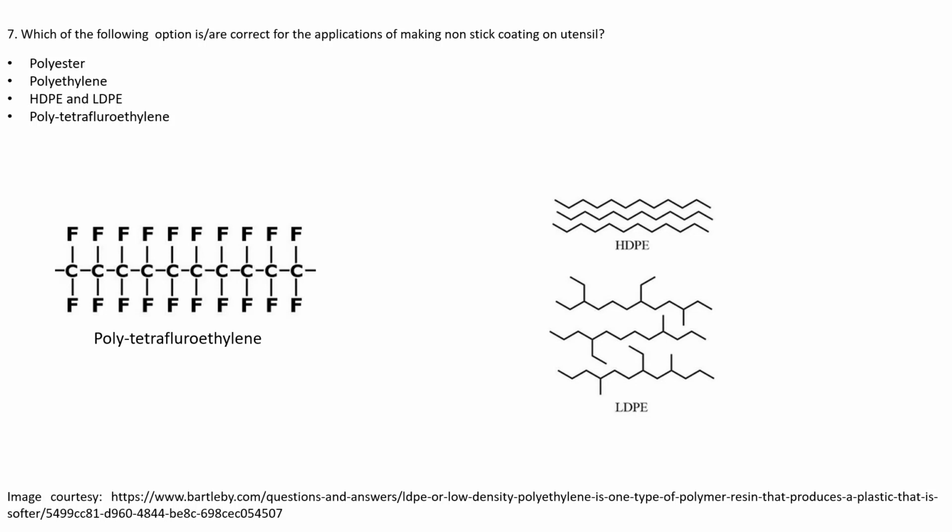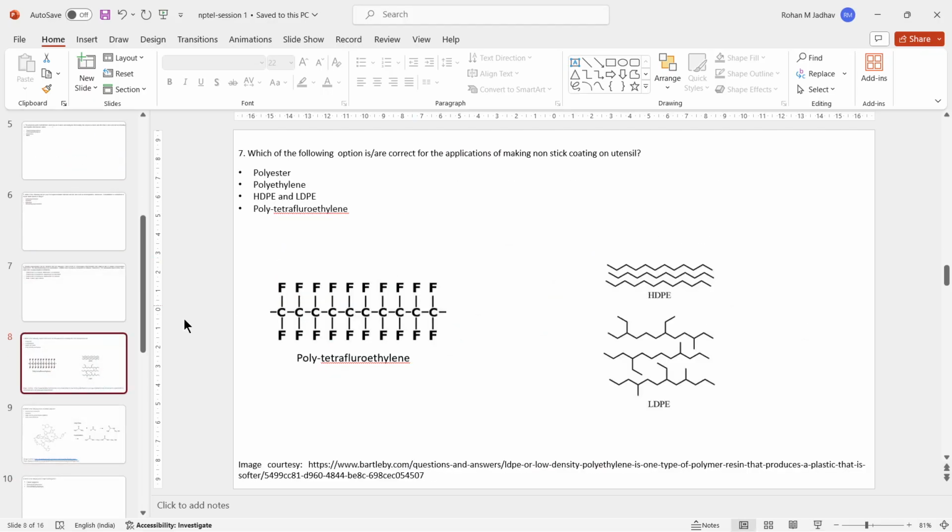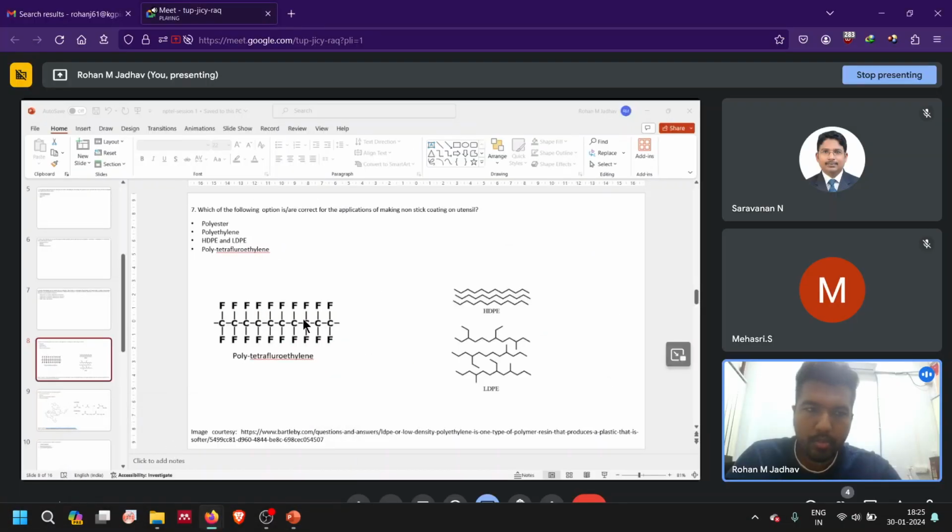Fluorine atoms are very useful in repellent coatings, water repellent coatings also. Why? Because of fluorine's very small size and very high electronegativity, it is able to repel water molecules more efficiently. That is the exact reason why polytetrafluoroethylene is used in making non-stick coating on utensils. The actual industrial name for this is Teflon. So that is the Teflon coating which is used on non-stick utensils. I hope everybody is able to follow whatever is being taught right now.